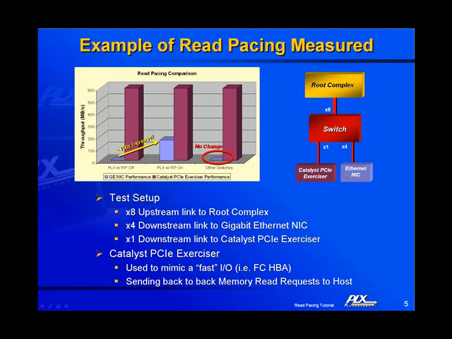As shown in the chart, with read pacing enabled, the Ethernet NIC throughput increases by 10 times, with no significant change in the throughput of the Catalyst traffic.